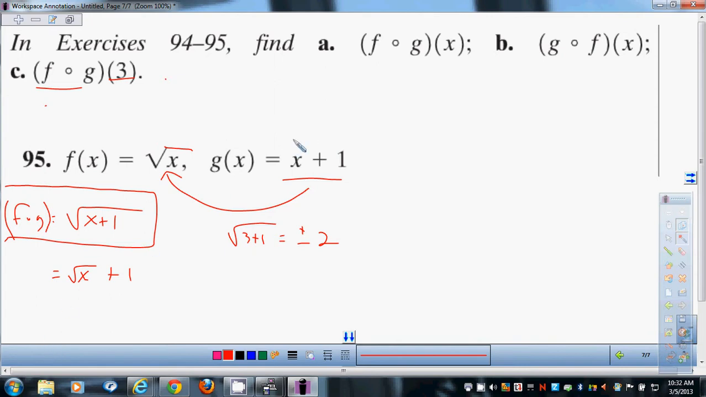Other questions? Square root of a number. I'm guessing. Well, I don't know. Actually, that would be a good test question. Just combine multiple things. F of g of 3.